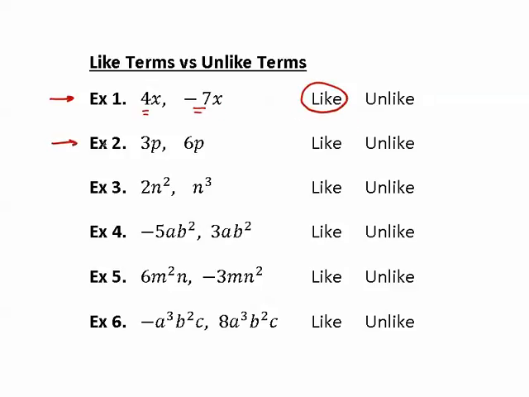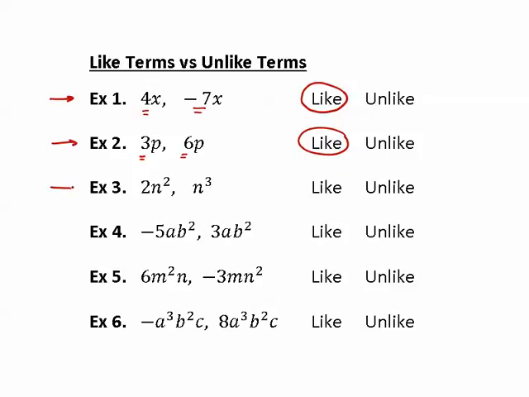In example 2, we have 3p and we have 6p. Again, they're both called p terms. They're variable terms, but specifically we can call them p terms. The coefficients, once again, are different. They don't have to be different, but the coefficients can be different, but the p's are the same. So in other words, the variables are the same, and therefore they are considered like terms.